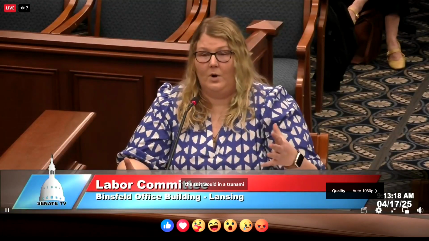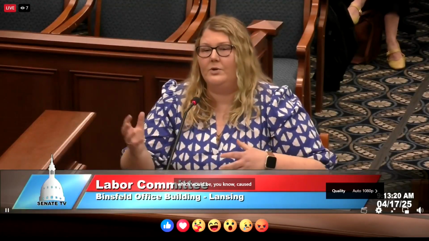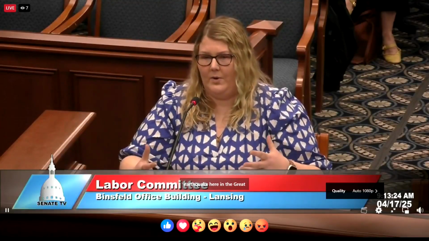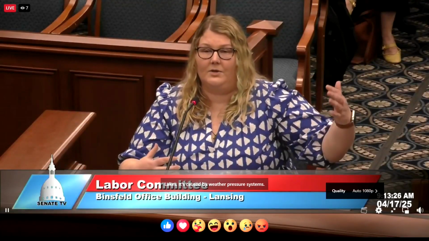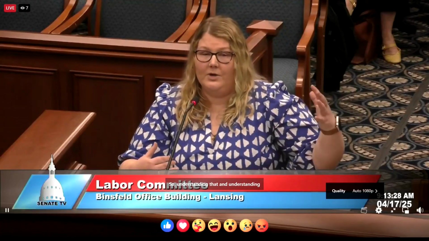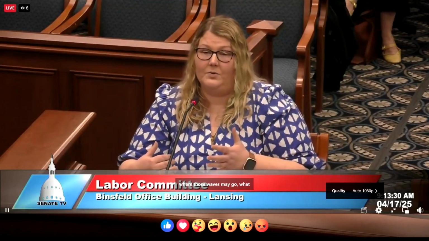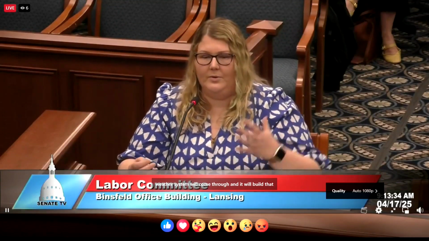And our laboratory is working to research those weather events. I don't know if you've ever heard the term meteotsunamis, but it's a weather event that comes across and treats the water as it would in a tsunami, which would be caused by a volcano or an earthquake. Here in the Great Lakes, it's caused by weather pressure systems. So understanding that and understanding where those waves may go, what typically happens is a weather system will come through and it will build that wave.